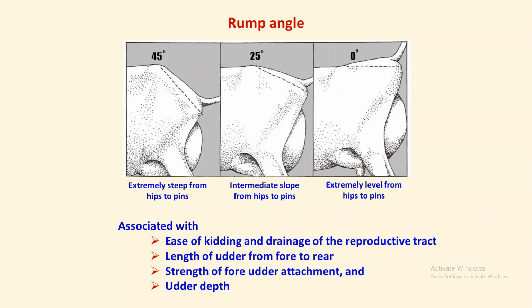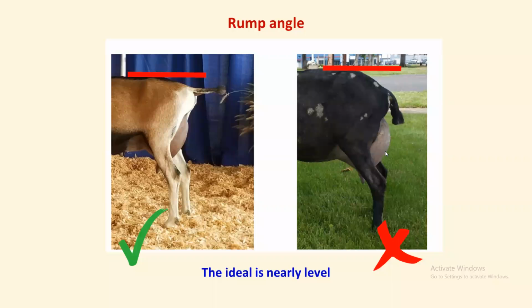The udder depth will be more, and then the kidding will be easy. Okay, so ramp angle is very important. This is the ramp angle. If you see from the side, in the first animal, it forms a straight line. It forms a straight line, which means the angle is lesser, so it can hold the udder easily upwards, and kidding will be easier. And the next is making a steep angle, which is not recommended.